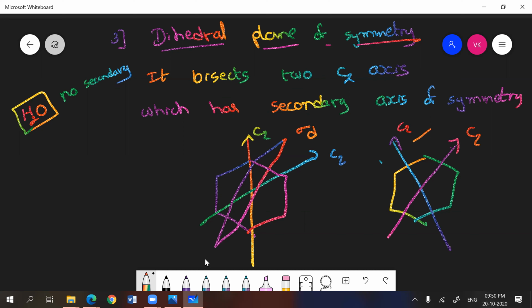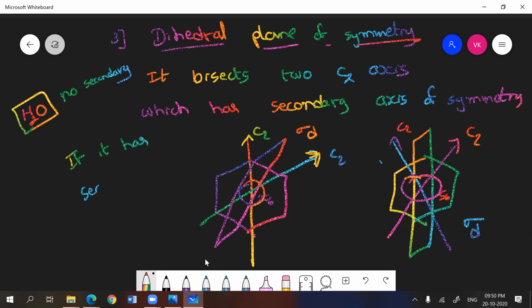This is another C2 axis. Then the plane which bisects the angle between them is this one. So this is a sigma dihedral plane. This is the C6 axis for benzene. This way, a dihedral plane is a plane which bisects the angle between 2 secondary axes. To know whether a molecule has a dihedral plane or not, the simple trick is, if it has a secondary axis, then definitely a dihedral plane exists. Only then does a dihedral plane exist.